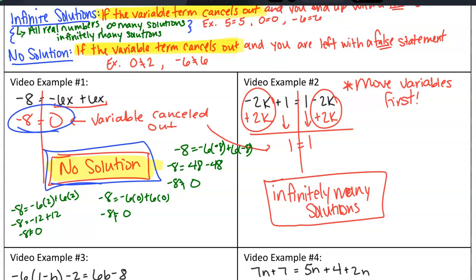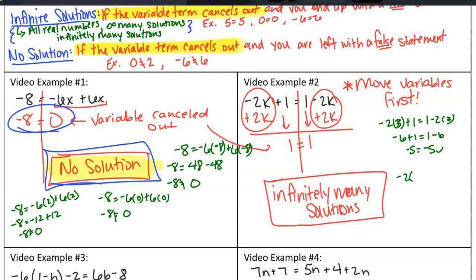Now, conversely, let's take a look at example 2 and just try some random number. Let's try 3. So -2 times 3 plus 1 equals 1 plus -2 times 3. So -2 times 3 is -6 plus 1 equals 1 minus 6. That'd be -5 equals -5. So that works.